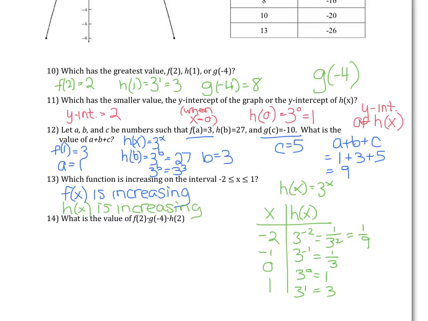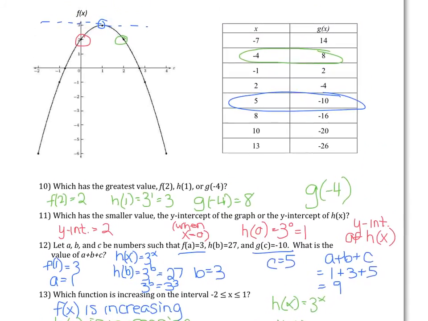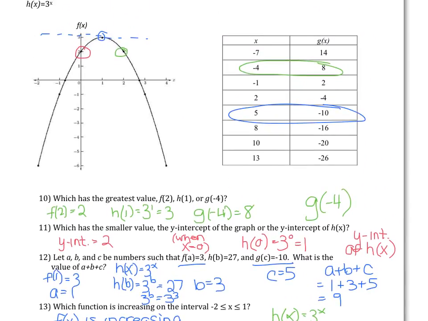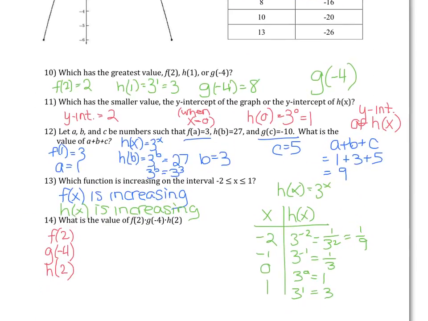For our last question, it's asking, what is the value of f of 2 times g of negative 4 times h of 2? So we need to find out what f of 2 is, what g of negative 4 is, and what h of 2 is. Well, looking at this graph, f of 2, which we found earlier in question 10, is 2. G of negative 4, which we also found earlier, is going to be 8. And h of 2, that's 3 to the power of 2, which is 9.